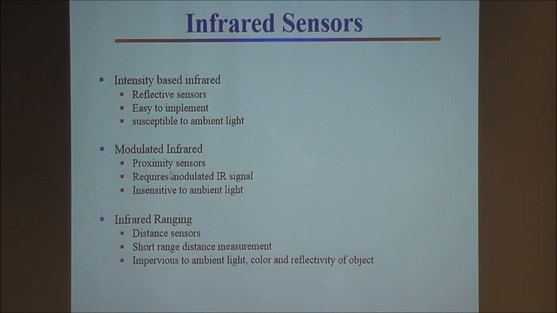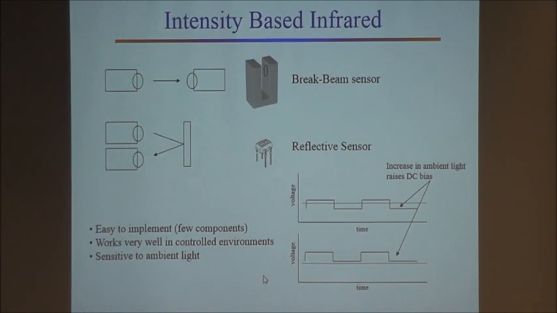Modulated infrared proximity sensor, which doesn't need to be too accurate, but you just need to know I'm going this way, what is around me, so you are aware. Requires modulated IR signal, infrared signals, insensitive to ambient light, which is good. Infrared ranging, distance sensors, short range distance sensors, and so forth.